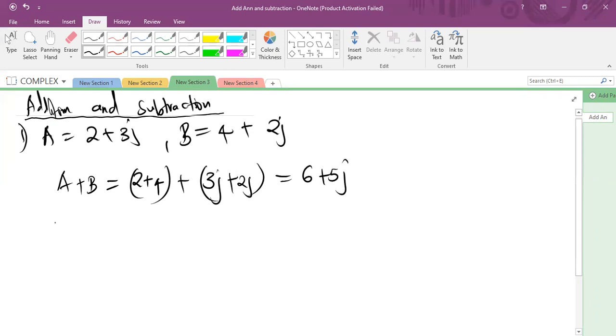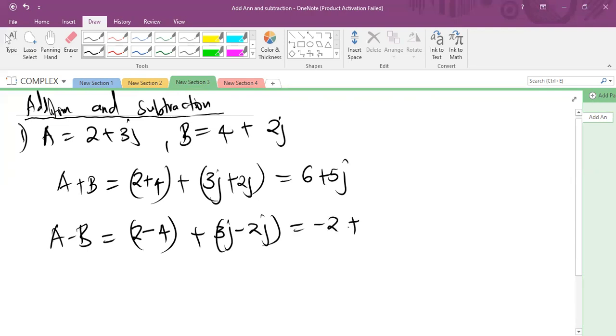When it comes to subtraction, the same applies. So it's the real part minus the real part, the imaginary part minus the imaginary part. So we will take 2 minus 4 plus the imaginary part to the imaginary part. We have 3j minus 2j. And what does that give? 2 minus 4 will give us minus 2, plus 3 minus 2 will give us j, or 1j. That's how we go about addition. Real to real, imaginary to imaginary.